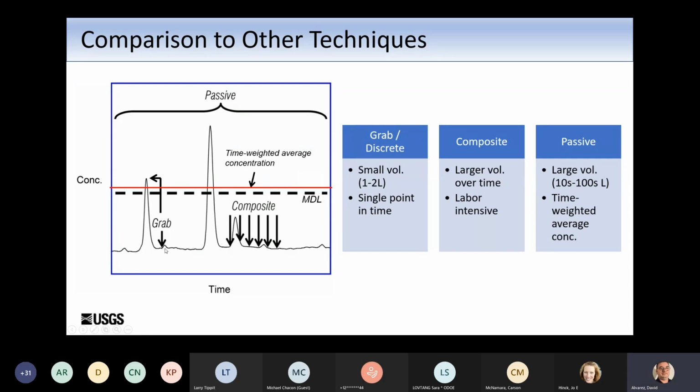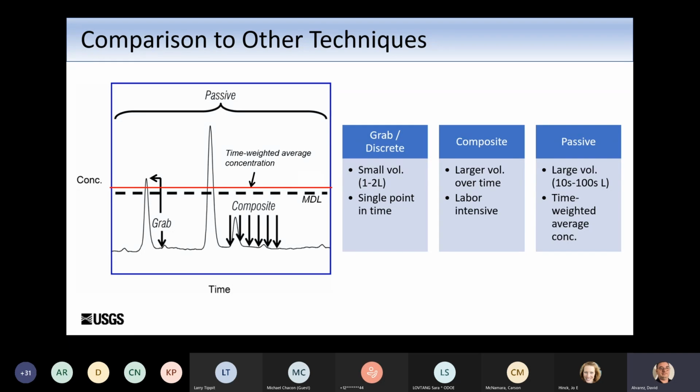Another technique that's used sometimes, by doing multiple sampling or some sort of automated sampling, is coming up with a composite, where you're collecting multiple samples over a time period and combining those into one. In that case, you can see you're sort of collecting around these changes in concentration, which increases your chances of being able to measure it.